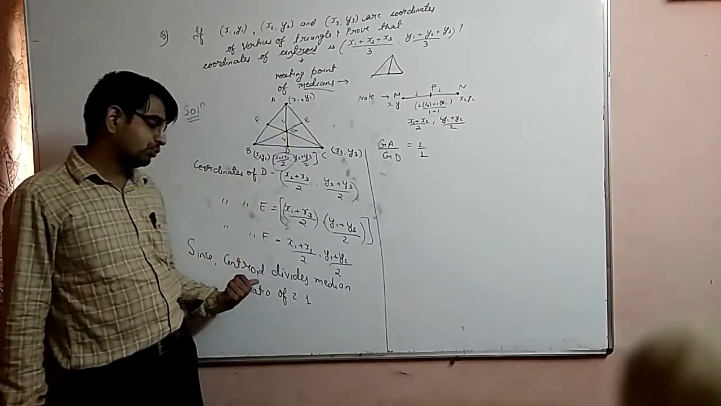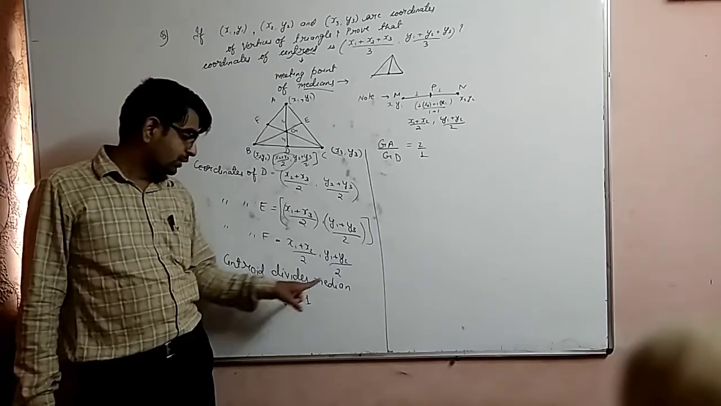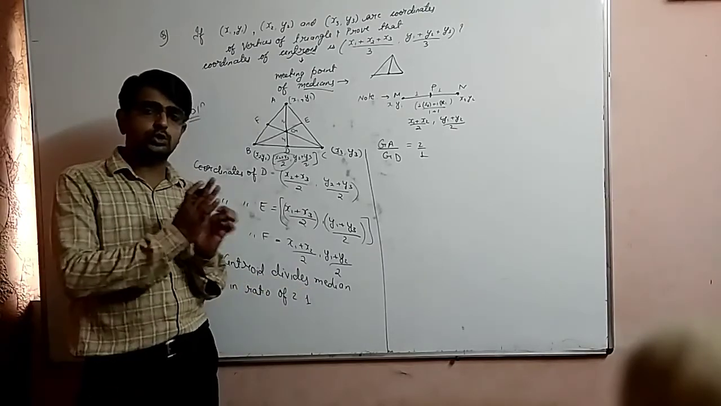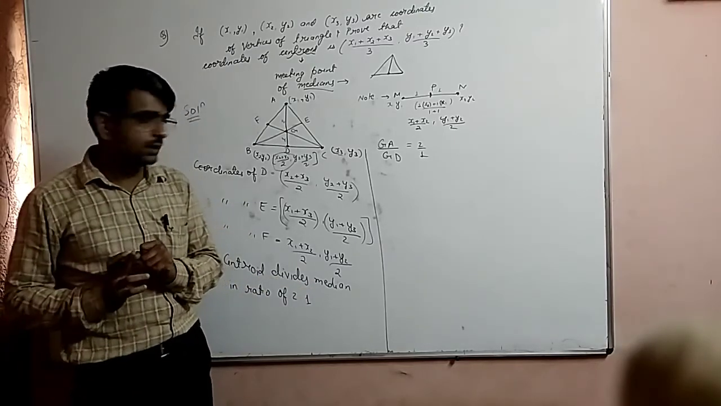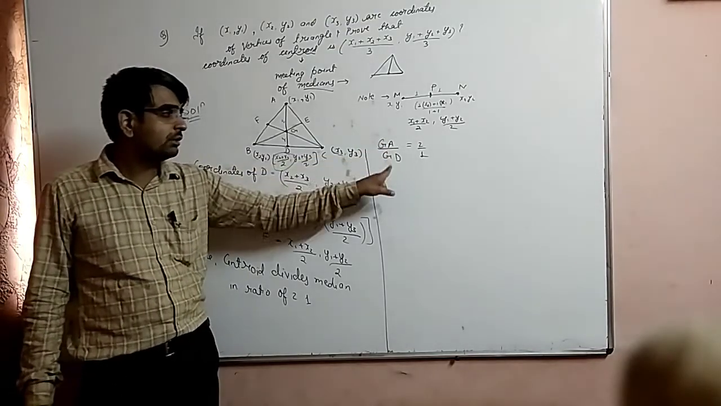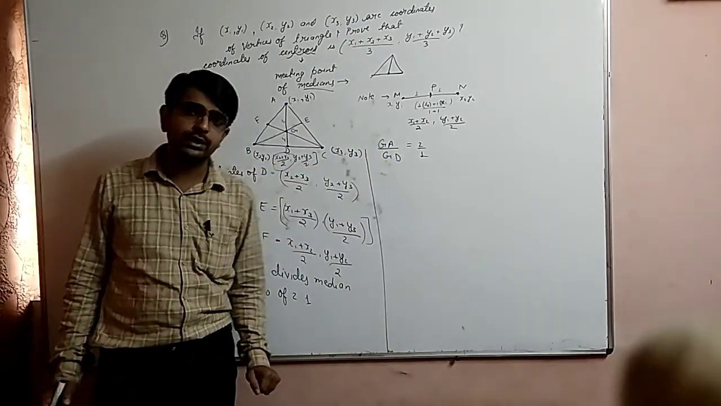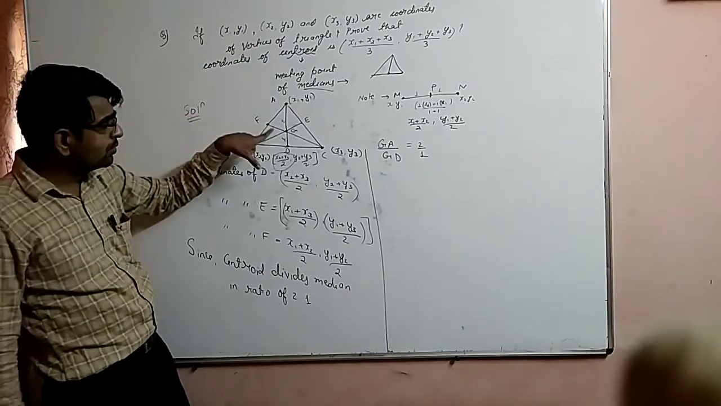ठीक है, ये चीज आपको ध्यान रखनी है। जो सेंट्रॉइड है वो मीडियन को 2:1 के रेशियो में डिवाइड करता है, जिसके कारण हम क्या लिख सकते हैं? GA by GD क्या मिलेगा हमें? 2/1.